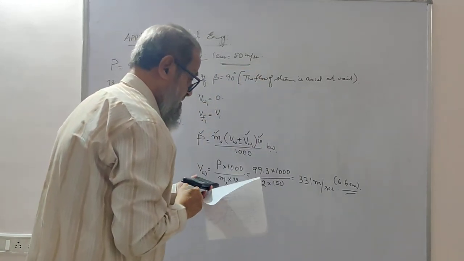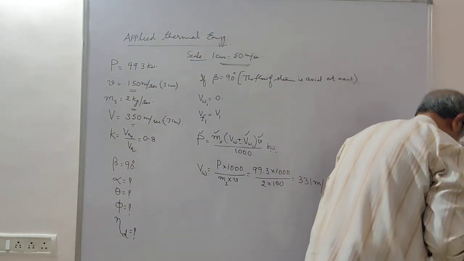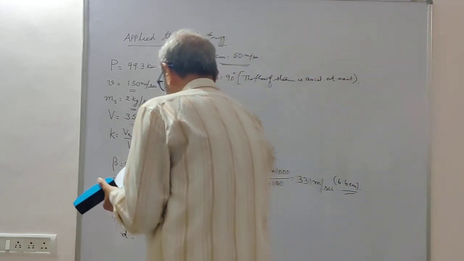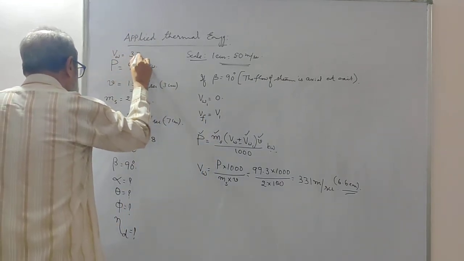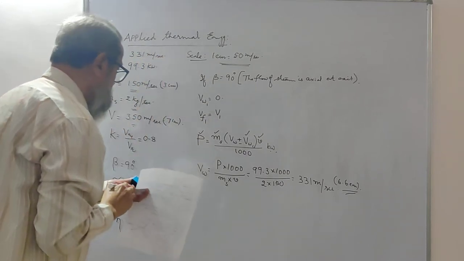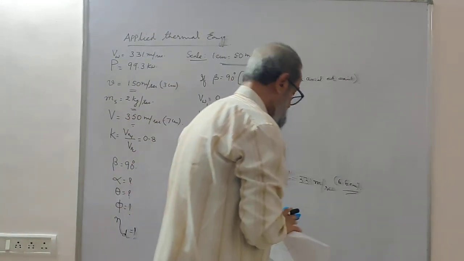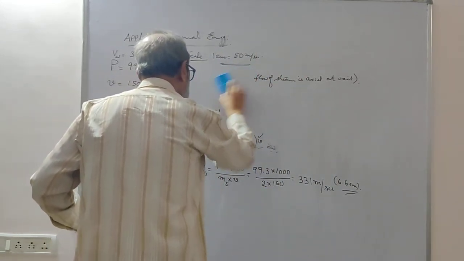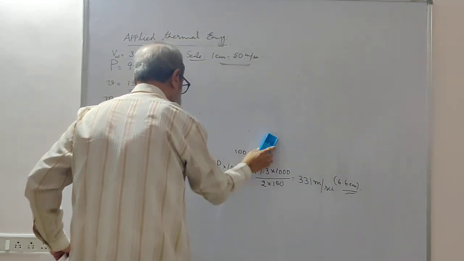Now what you have to do is, you have to draw the velocity triangle. I got Vw as 331. You can keep it as 330, that is 6.6 centimeter. Now I have to get all these. For this, what I do is, here it is. I have taken a scale.